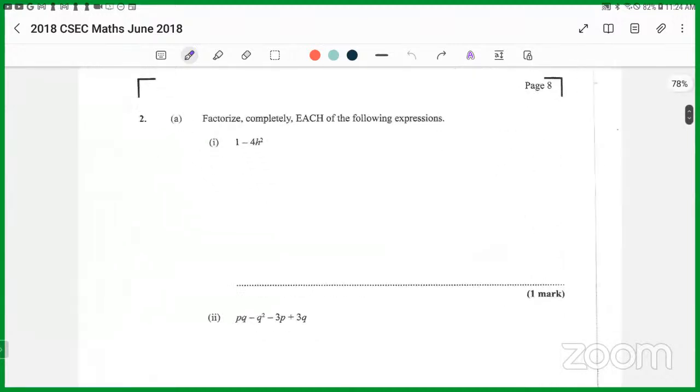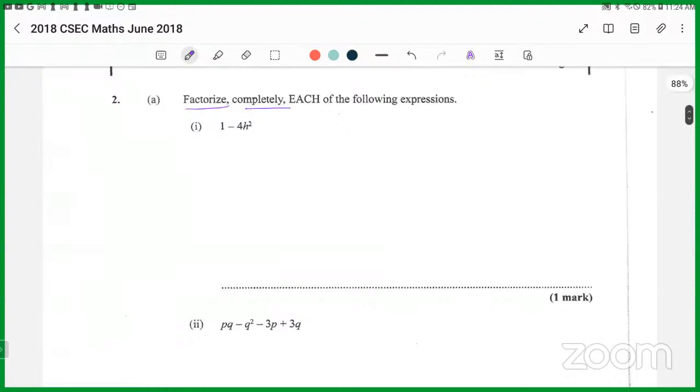So here's one. This says factorize completely. See this word? Completely is very important.